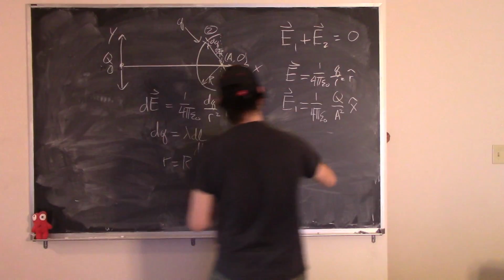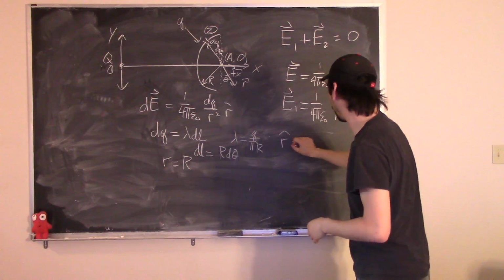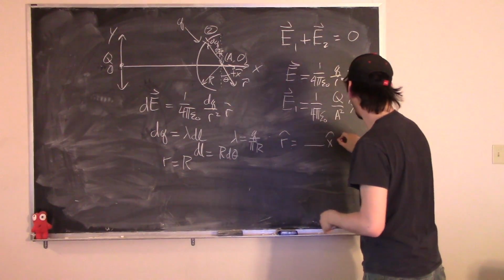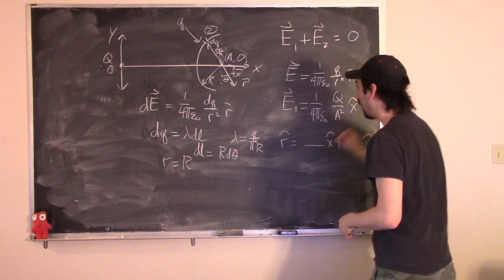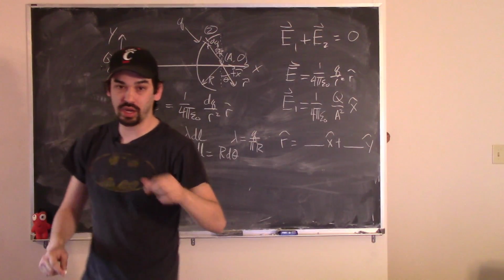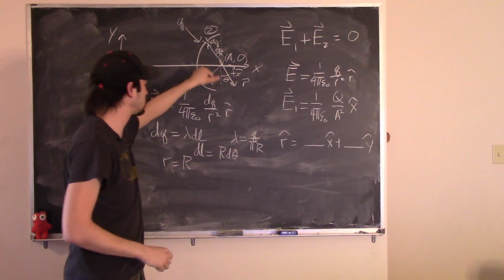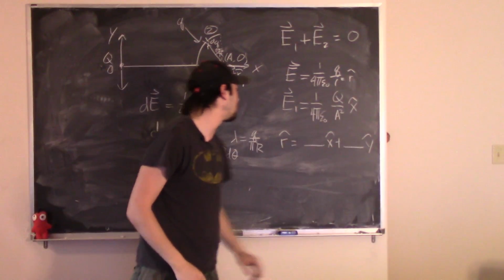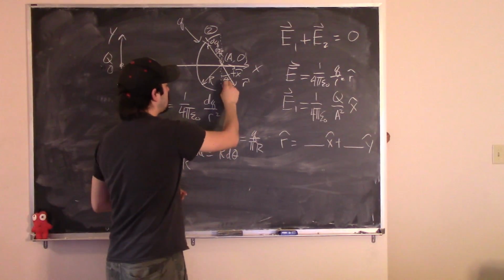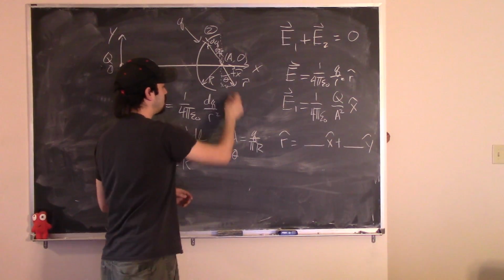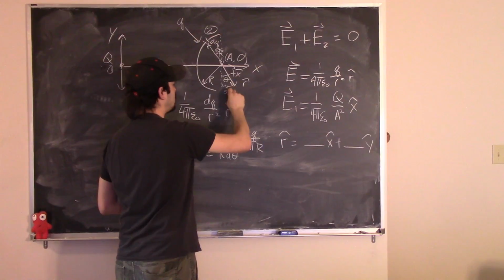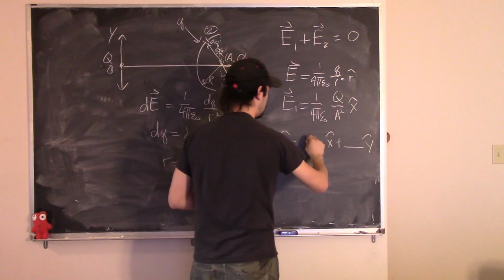R hat then is going to have some part in x and some part in y. And then based on the angle that I defined here, we just need to figure out which trigonometric ratio is going to be which for the x and the y component. And so we see for the x, this is going to be the opposite, and this is going to be sine. So this is going to be sine of theta.